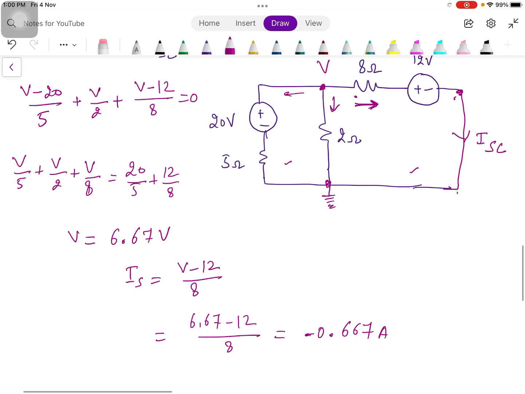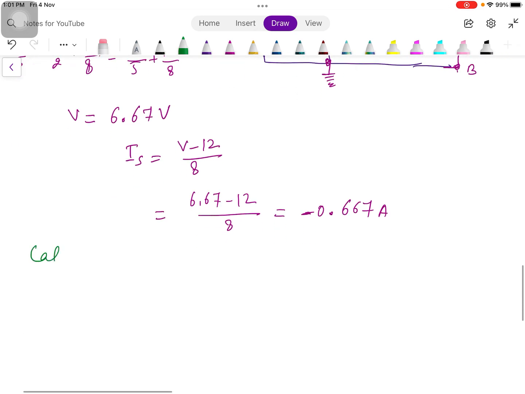Now as per our assumption, the short circuit current is flowing from A to B, but since the sign is coming as negative over here, actually its direction is upward. So we will draw the Norton's equivalent accordingly.